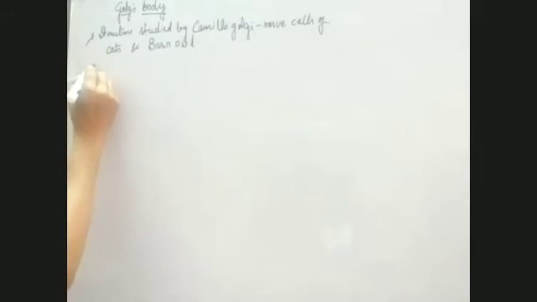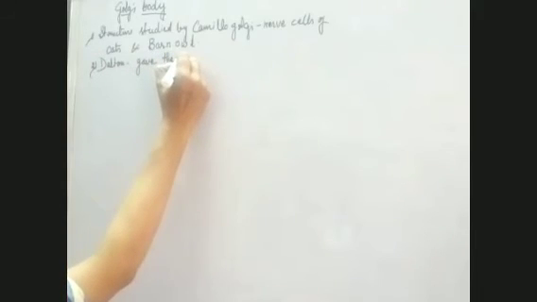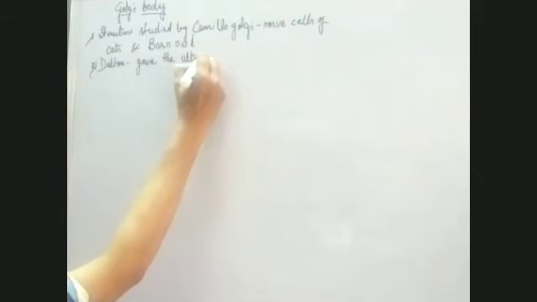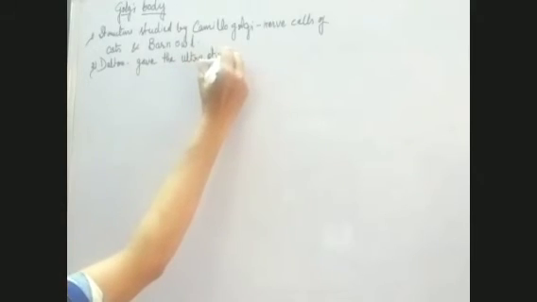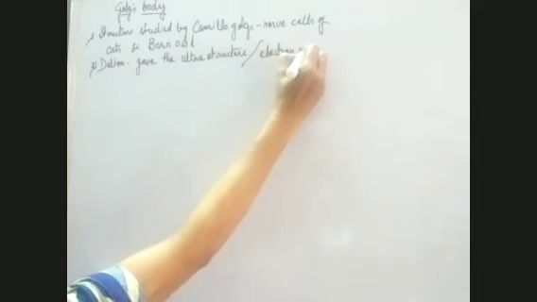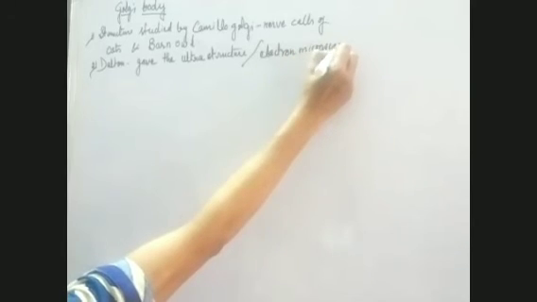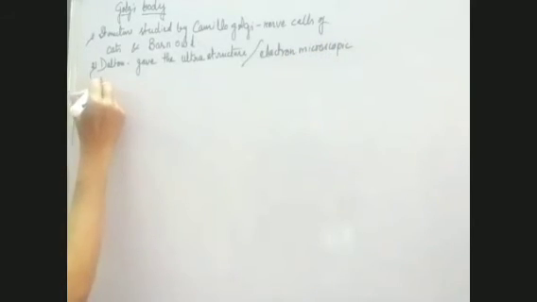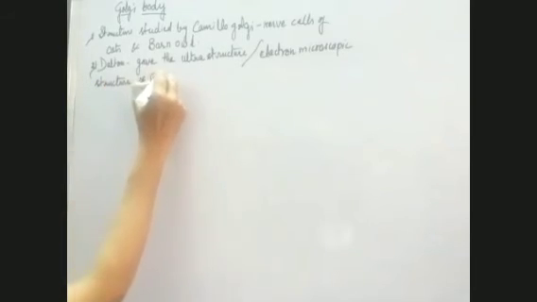Now, there was another researcher. The name of the researcher was Palade. He was the one who gave the ultrastructure or electron microscopic structure of the Golgi complex or Golgi bodies. He was the one who gave the structure.